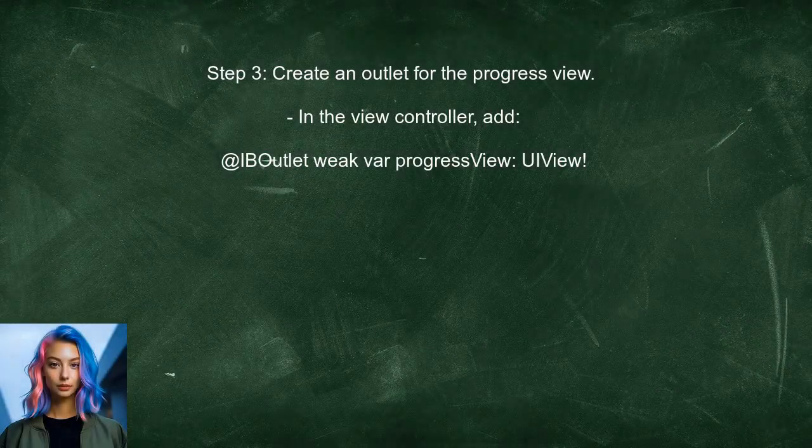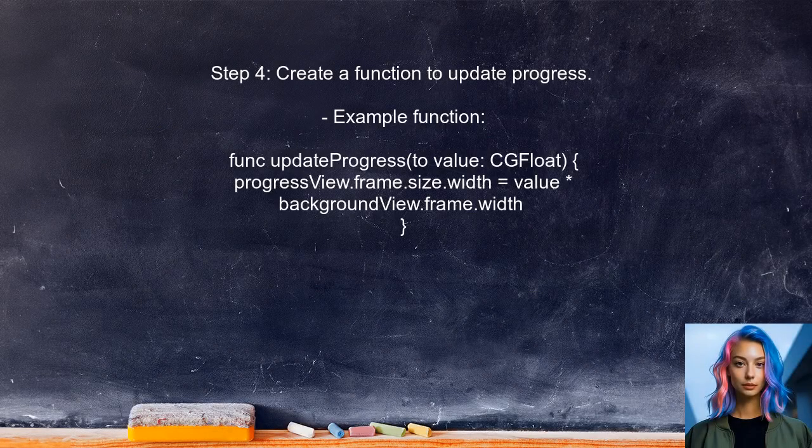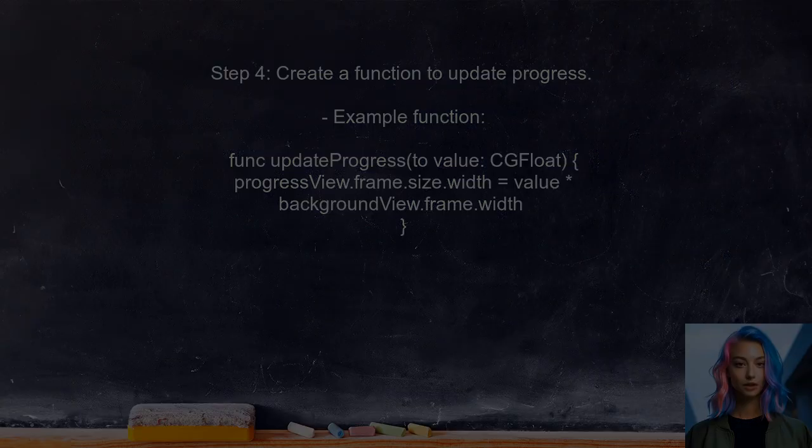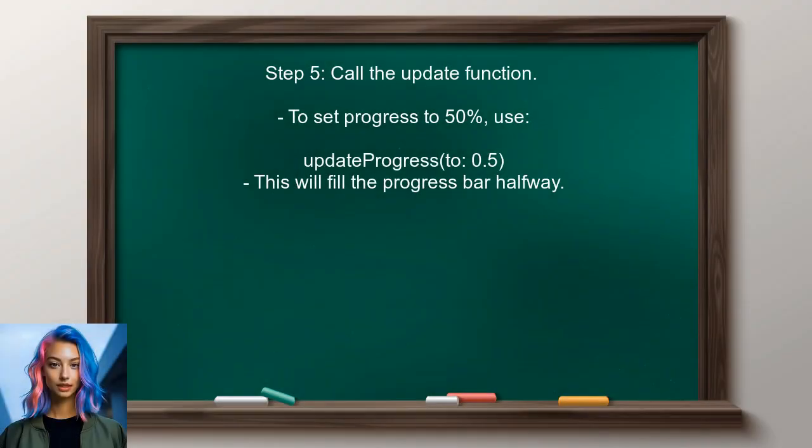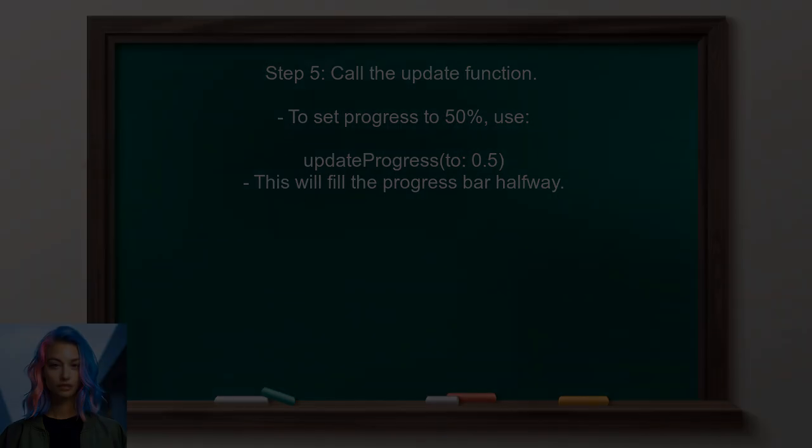Now, the user should create an outlet for the progress view in their view controller. This will allow them to manipulate the width of the progress view programmatically. To update the progress, the user can create a function that adjusts the width of the progress view based on the current progress value. This function will be called whenever the progress needs to be updated. Finally, the user can call this function with a value between 0 and 1 to reflect the progress. For instance, calling it with a value of 0.5 will fill the progress bar halfway.